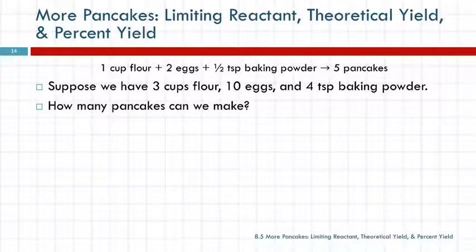Okay, so suppose we have 3 cups of flour, 10 eggs, and 4 teaspoons of baking powder available in the kitchen. How many pancakes can we make? Anybody have a real fast answer? I've done this slide a million times and I don't remember the answer, so I'm not fast either. Well, how would we figure this out?